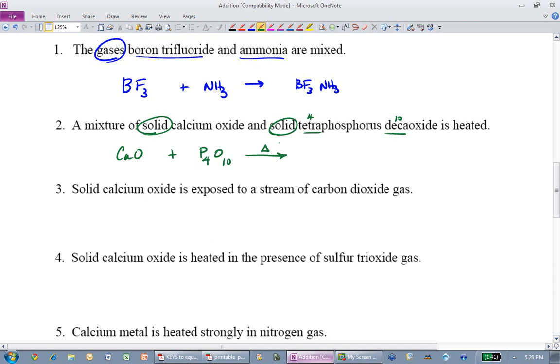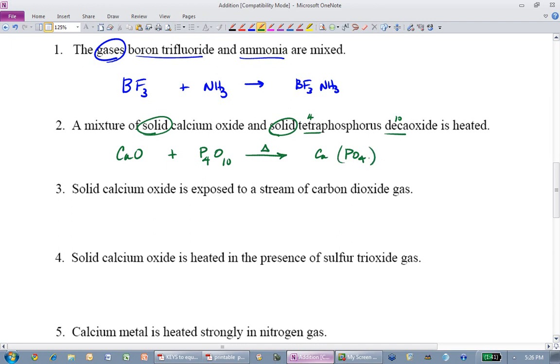Think polyatomic ions. Do you know any polyatomic ions that have Ca in them? Of course not. Do you know any polyatomic ions that have P's and O's in them? Oh yeah, your good buddy phosphate. So start with that. Make phosphate. Put calcium with it. Make a correct formula.